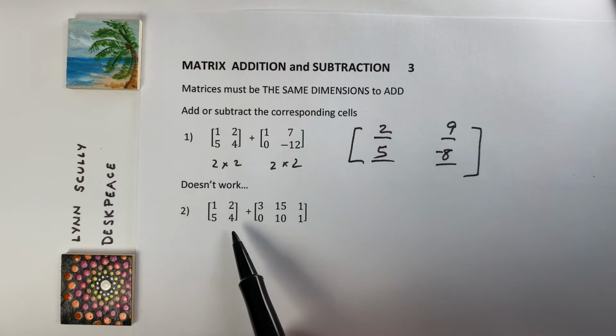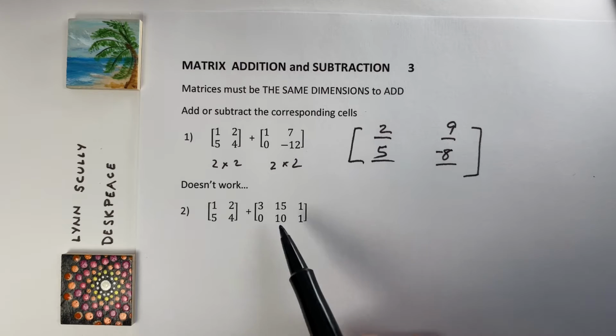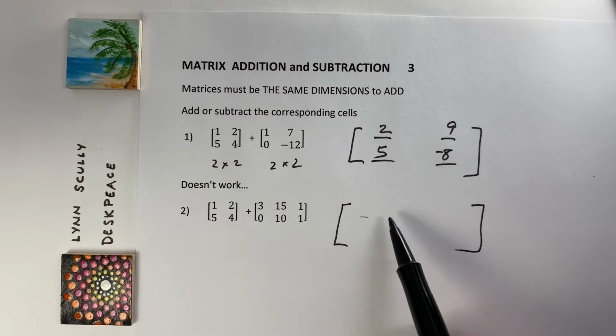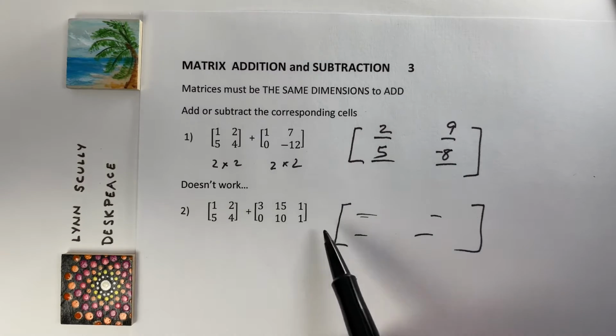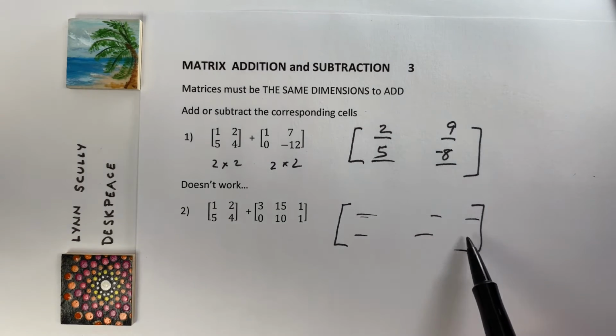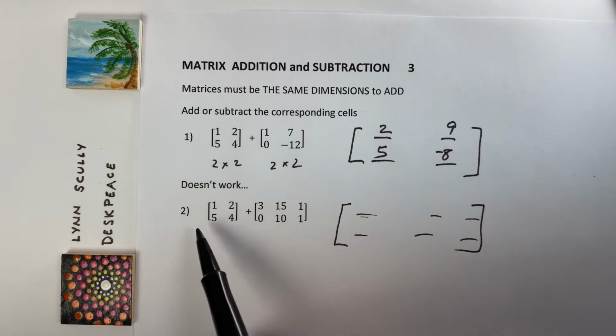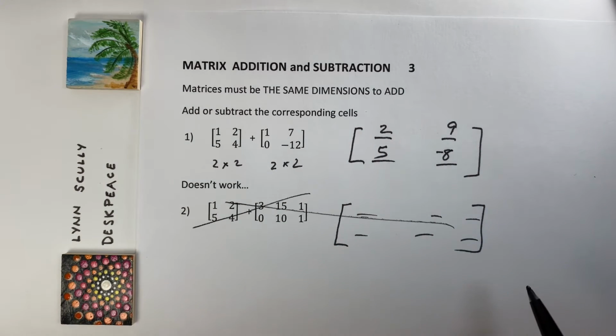This one, I can't add these two matrices because my resultant matrix will be 2 by 2 or 3 by 3. I don't have anything out here to add to this column. So this I can't do.